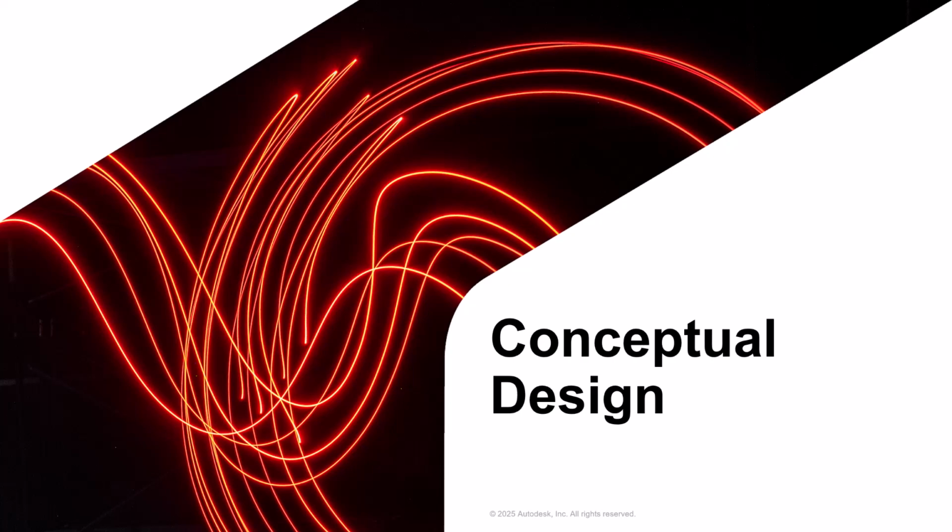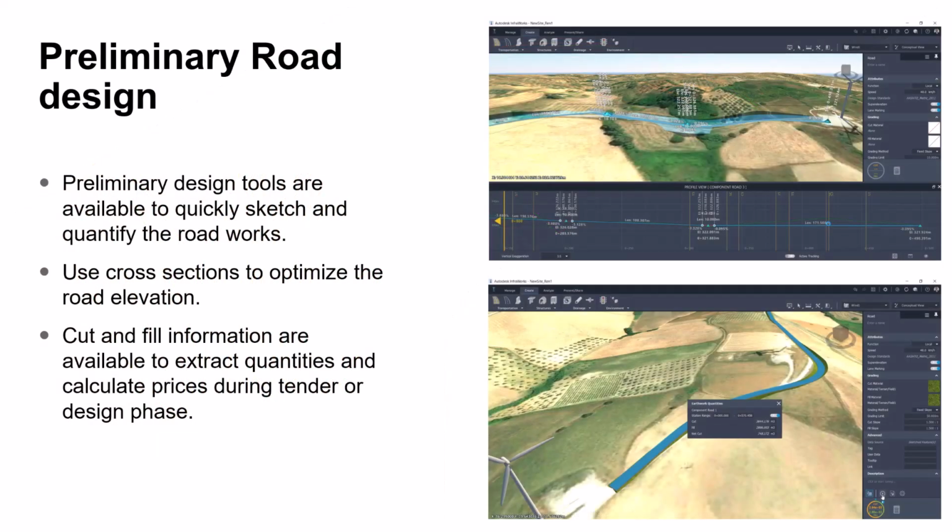Now let's switch to the conceptual design. In this phase, we leverage preliminary road design tools to quickly sketch and quantify roadworks. You can use cross-section in InfraWorks to optimize the road elevation, and crucial cut and fill information is readily available to extract quantities and calculate prices during the tender or early design phases.